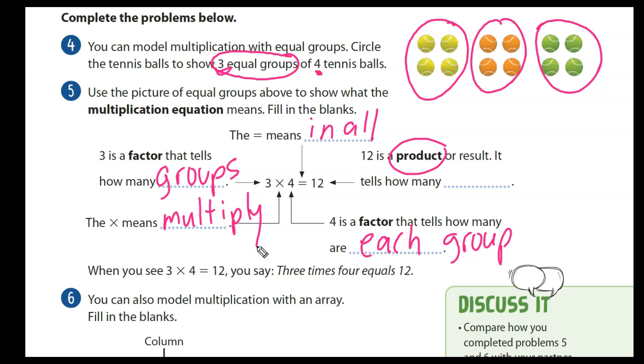So when you see 3 multiplied by 4 equals 12, you say 3 times 4 equals 12. You can also model multiplication with any array. Oh, so when they tell me equal groups, it's this. Okay? An array is just a waffle, just like when you go to Google Classroom, you got to hit that waffle. That's called an array as well, because we have rows and columns.